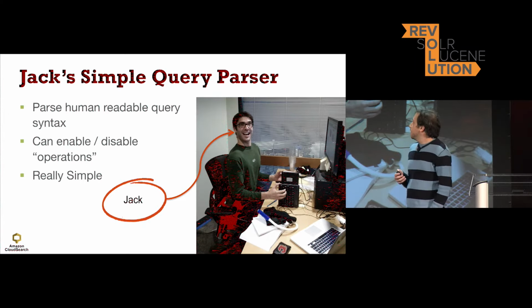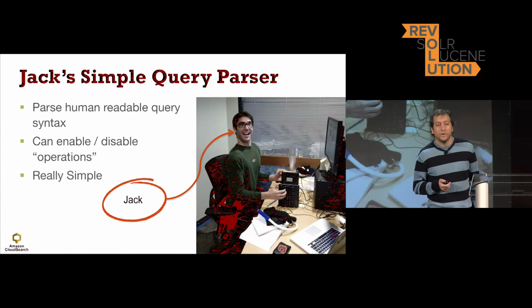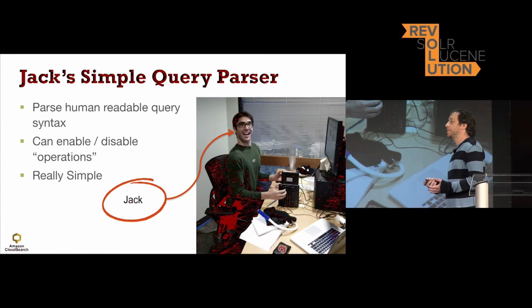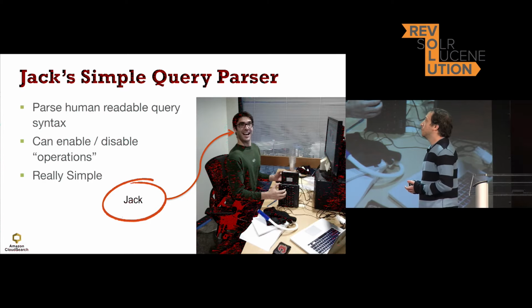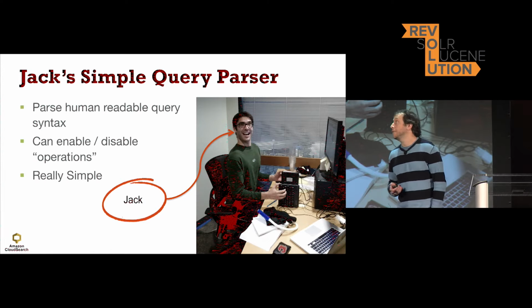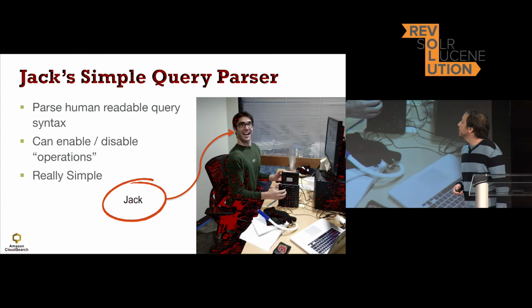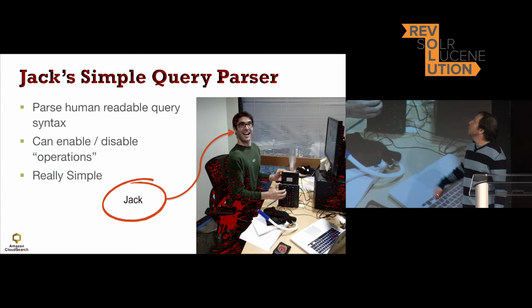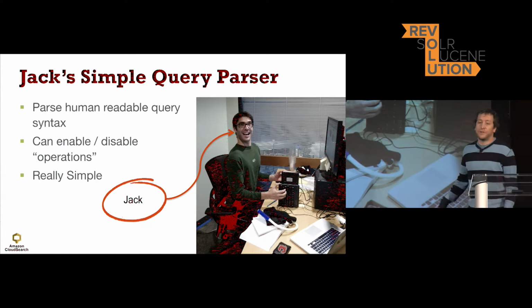It can also enable and disable operations. So for example, if you know that prefix queries are very bad for your search because they use too many resources and you don't want to support them, you can disable the prefix query so that the simple query parser will never generate a prefix query. And this over there is Jack. And as you can see, he uses a vertical keyboard. And that's how the simple query parser was built.